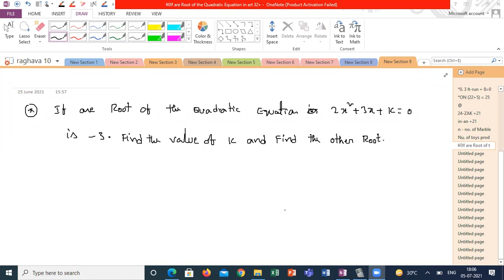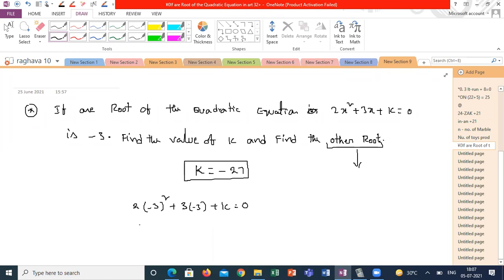Has anyone got the answer? Sir, is the answer 3/2, the other root? I don't know. Just, k is equal to how much? What is the k value? Minus 27. And what is the other root? Somebody tell me the other root. 2 into minus 3 whole square plus 3 into minus 3 plus k is equal to 0. How did you get 27? The k is minus 9. Minus 9. How?